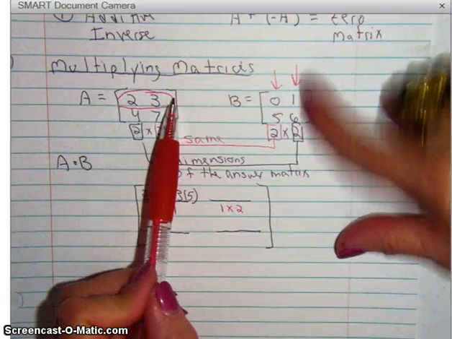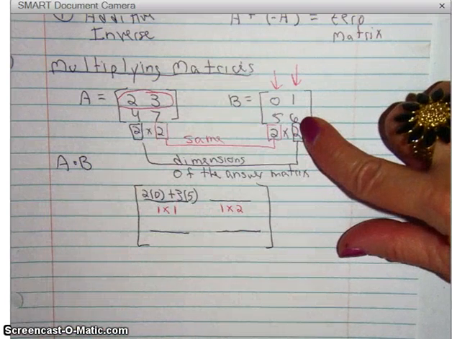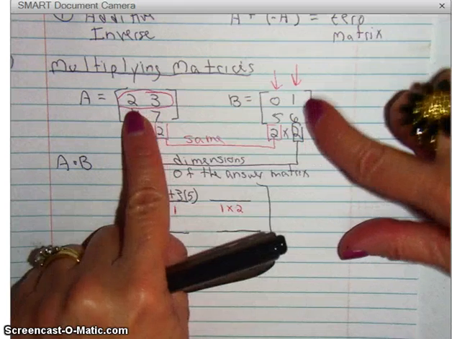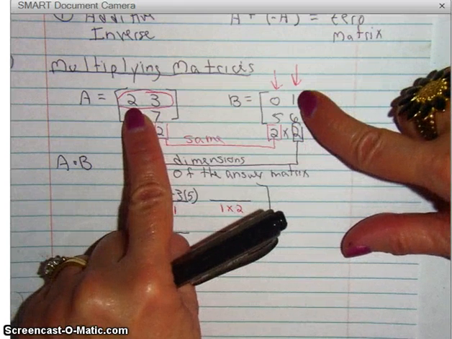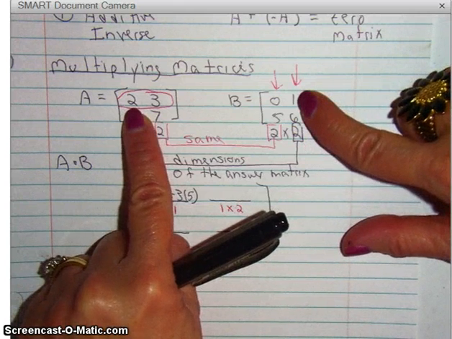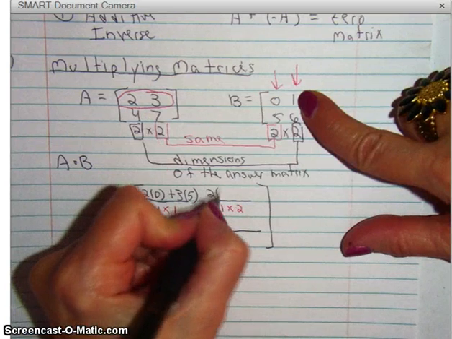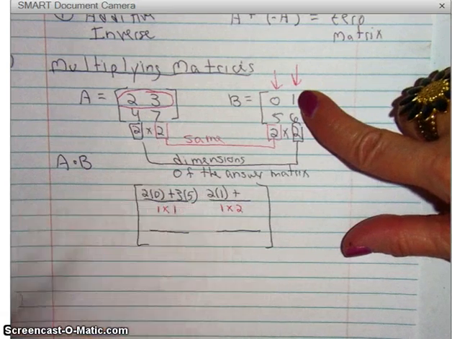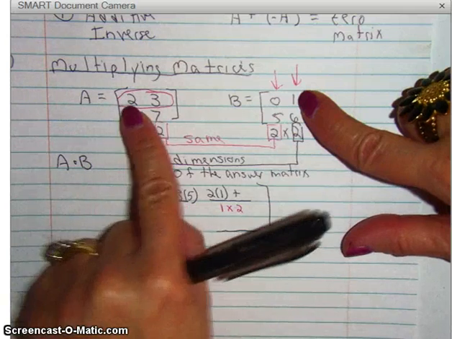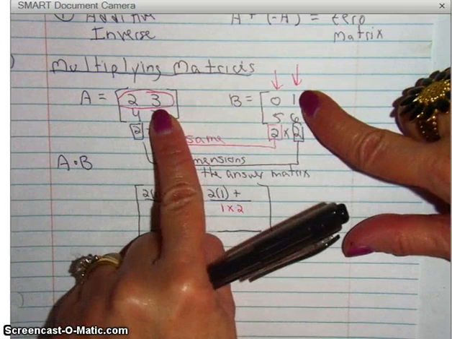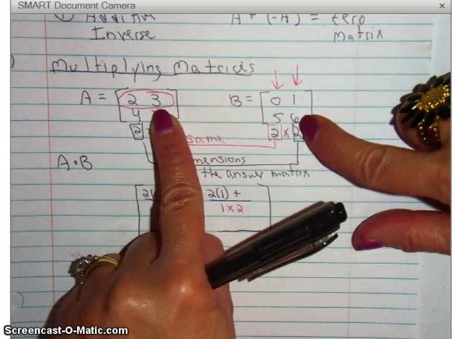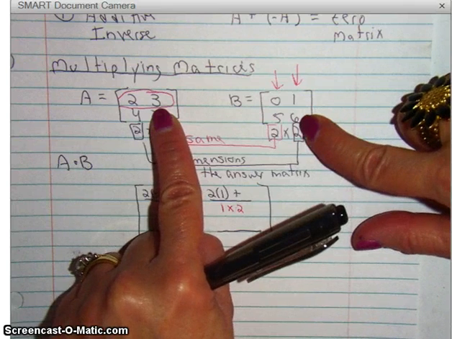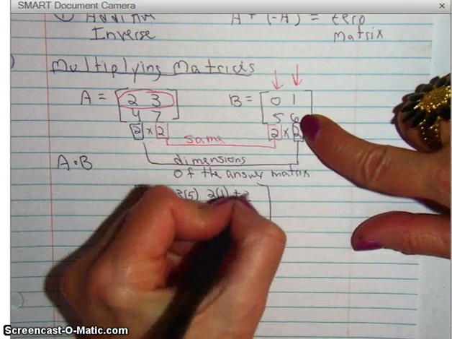So across, down. Okay? All right, Mason, I shall point. We're going to do first number times first number, which is what times what? 2 times 1. All right, 2 times 1. And then we're going to put a plus. And then Mason, we're going to work across A, second number, and down B, second number. What are we going to multiply? 3 times 6. Very good.